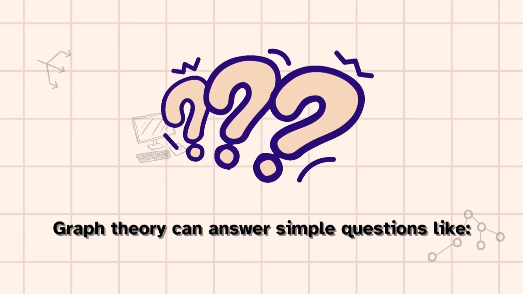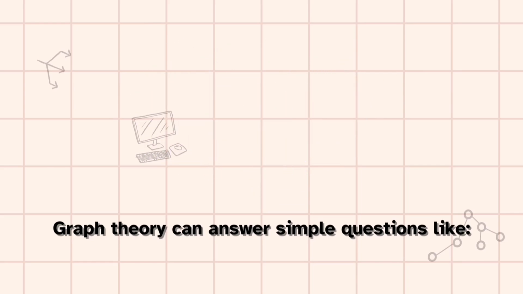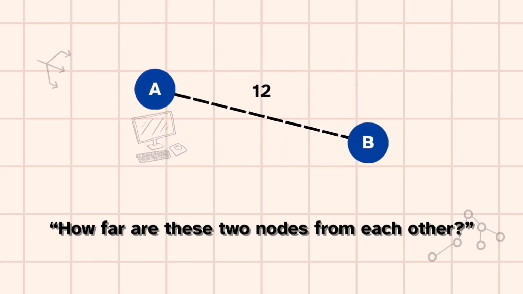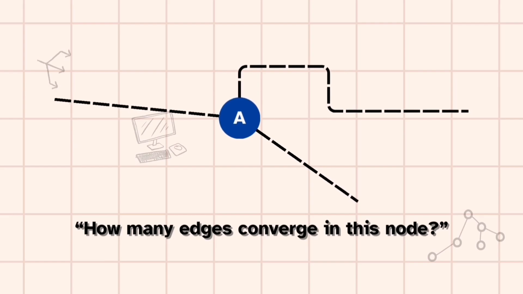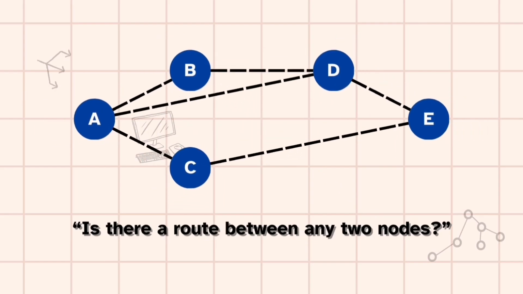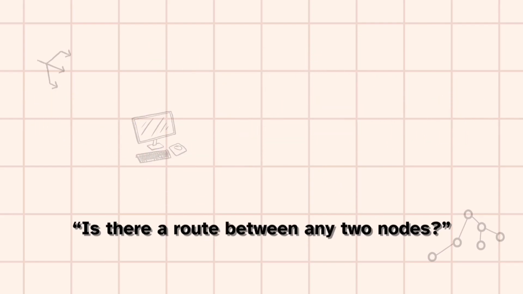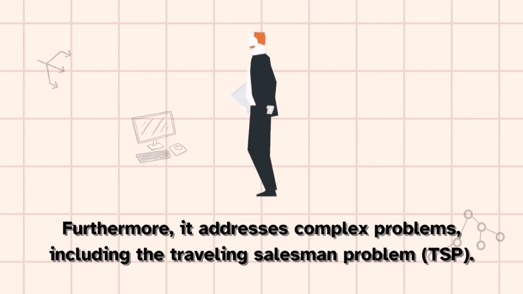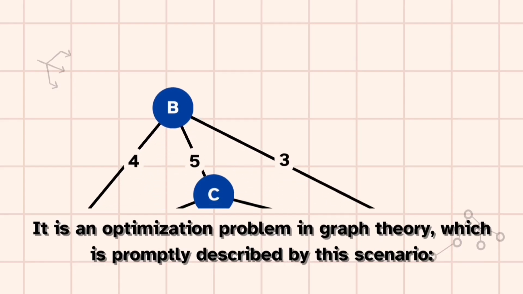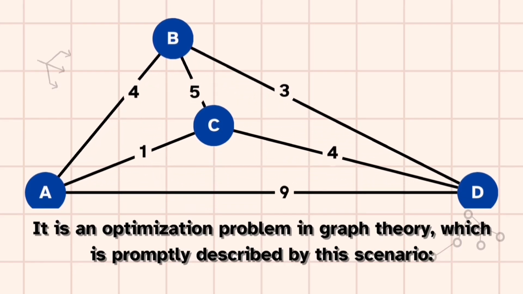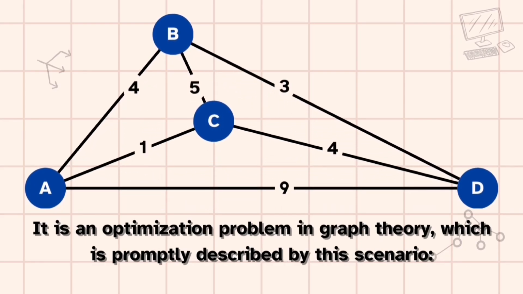Graph Theory can answer simple questions like, how far are these two nodes from each other? How many edges converge in this node? Is there a route between any two nodes? Furthermore, it addresses complex problems, including the traveling salesman problem. It is an optimization problem in Graph Theory which is promptly described by this scenario.